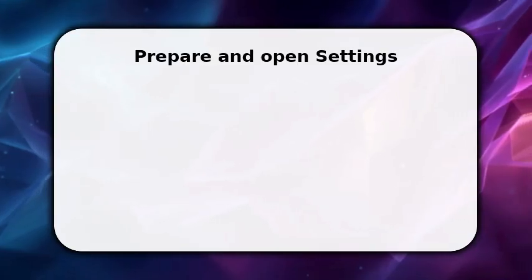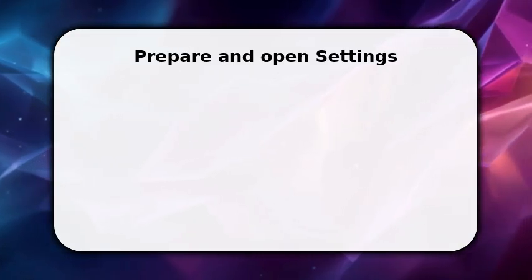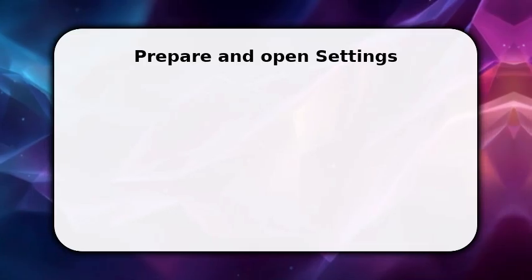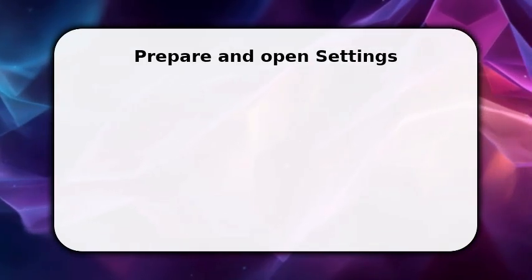You'll start by making sure the phone is unlocked and has enough battery. Once done, open Settings. Navigate directly to Accessibility instead of General or Display so you access assistive services quickly.